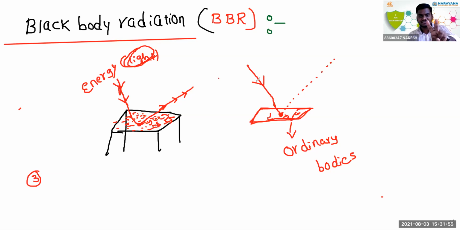Till now we discussed only 2 points. The first point is when radiant energy falls on the surface of a metal, some energy is absorbed, some energy is reflected, some energy is transmitted. The other point is the incident radiant energy is not completely absorbed by the body. That is why that body is called an ordinary body. Therefore, ordinary bodies are not perfect absorbers of radiant energy.